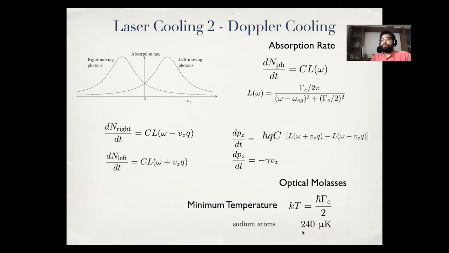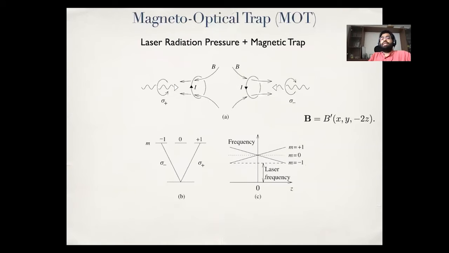Okay, so this is what happens at the second, typically the second stage. But there is a more efficient way of doing this laser cooling, using a combination of magnetic trapping and laser cooling, which is called the magneto-optical trap. So this is the workhorse of ultracold atoms and Bose-Einstein condensates, and this works in a very clever way.